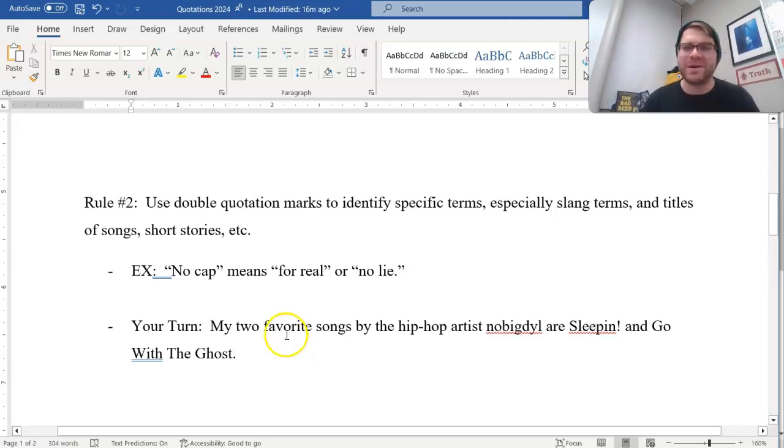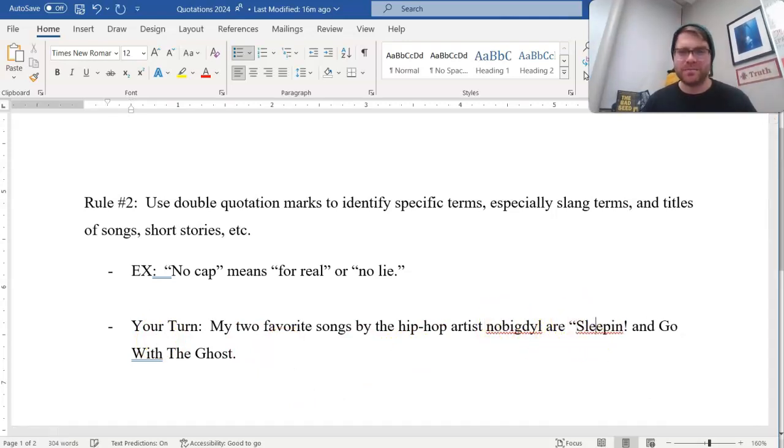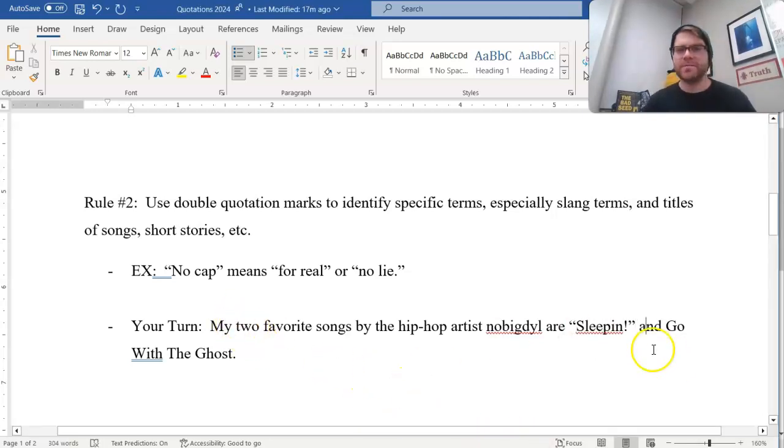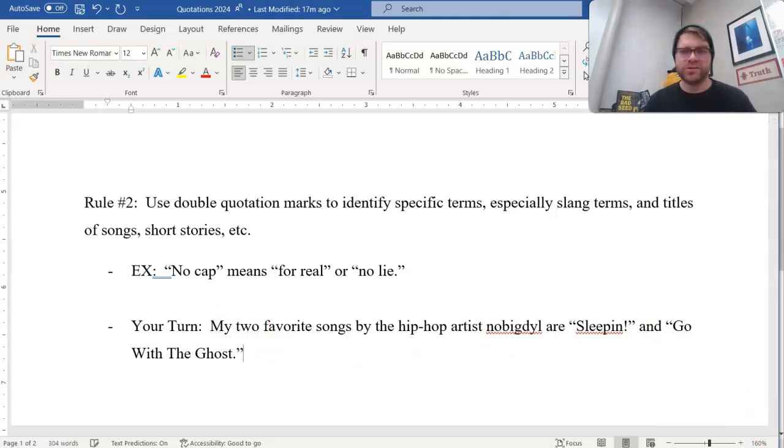All right, y'all, let's talk about song titles. So my two favorite songs by the hip-hop artist No Big Dill are "Sleepin'" and "Go With The Ghost." What we would have to do for quotation marks here is put them around "Sleepin'." That's one song. Notice that we did mention "to" earlier in the sentence there. So the other one would have to be, after the "and," "Go With The Ghost." Periods go inside of quotation marks no matter what.